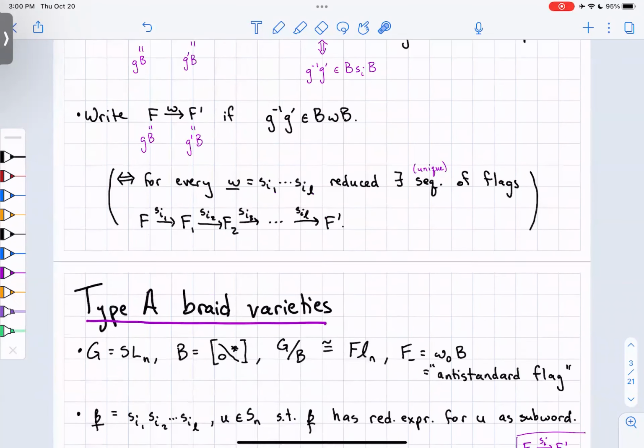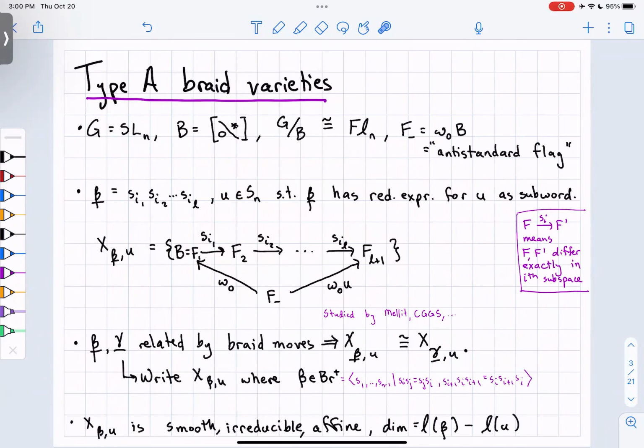And I'm going to use this to define these braid varieties. Okay, so the braid varieties are denoted X(β̲, u). So they're indexed by this pair. The first element of my pair, β̲, is a word in simple transpositions. So it's not necessarily a reduced word, it's just some arbitrary word in the transpositions. And then the second element of my pair u is some permutation that shows up in the β̲ extraction. So I need to be able to find a reduced expression for u as a subword of my β̲.